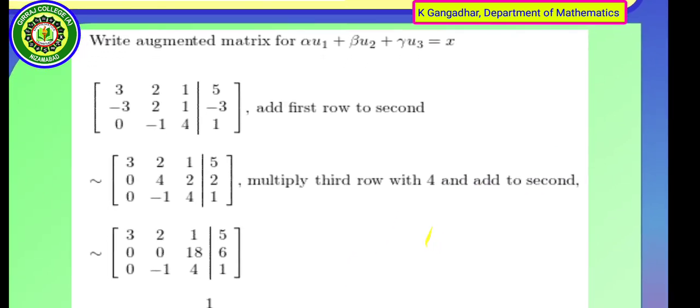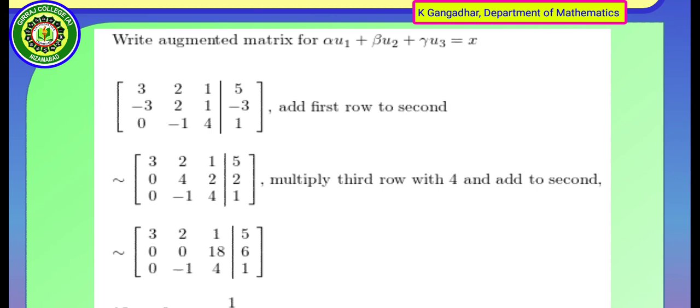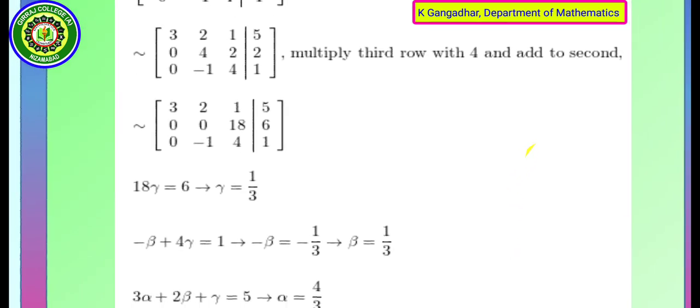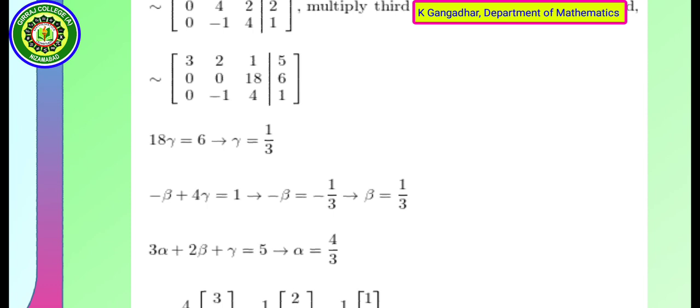Now we write x as a linear combination of the vectors: x equal to alpha u1 plus beta u2 plus gamma u3. We write it in matrix form Ax equal to b. The augmented matrix [A b] is reduced to upper triangular form, and again we write the equations, which are solved for the given variables.